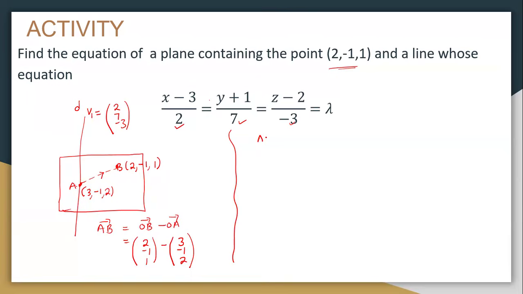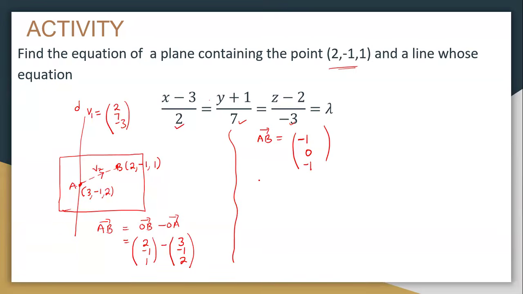AB. So now my A to B is going to be 2 minus 3, which gives us -1, -1 minus -1, which gives us 0, and 1 minus 2, which gives us -1. So now this is going to be our second vector, and that's what I'm calling V2.